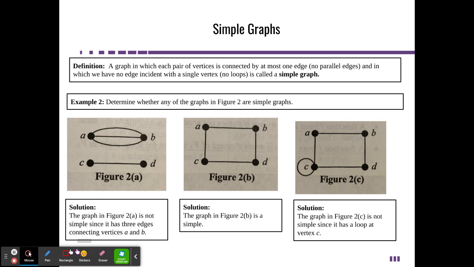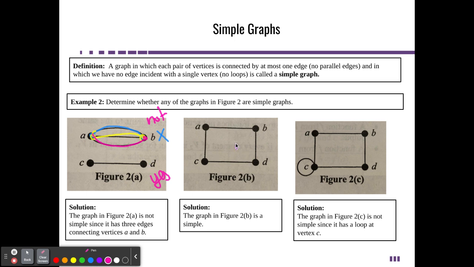This slide is going to help us visualize what it means to be simple. Right here we have parallel. This is not going to be called a simple graph because parallel means that we could go from A to B this way, and we could go from A to B this way. So we have parallel edges, therefore that one is not simple. This one would be simple because I go from vertex to vertex with at most 1 edge. There are no loops and no parallels.